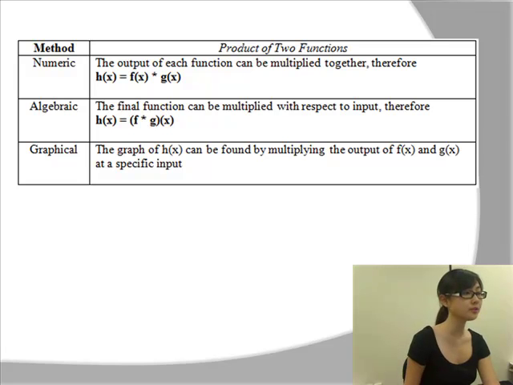You guys know the three methods: numeric, algebraic, graphical. I'll briefly go through them. Numeric is evaluate first, then combine it together. Algebraic is combine the equations first, then evaluate. And graphical, well, the graph of h of x can be found by multiplying the output of f of x and g of x at a specific input.